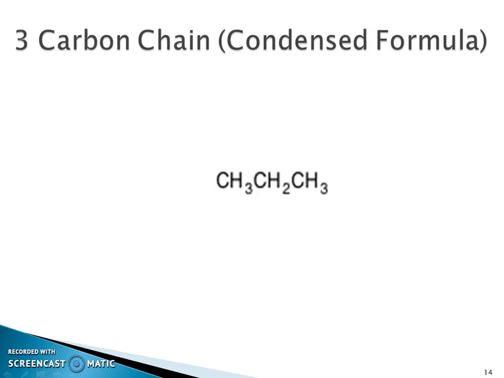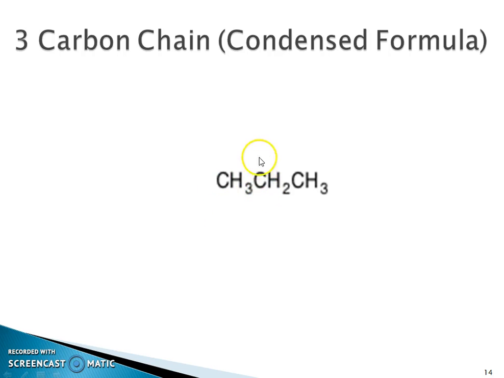He also talked about the condensed formula, and the condensed formula, just like we saw in that beginning paragraph, is a nice way of writing things, but then it doesn't give you that visual. So you have to visualize yourself that this carbon is going to have 1, 2, 3 hydrogens attached to it.